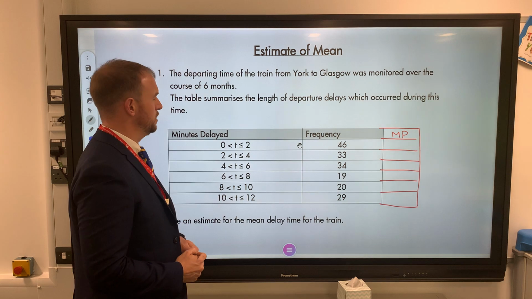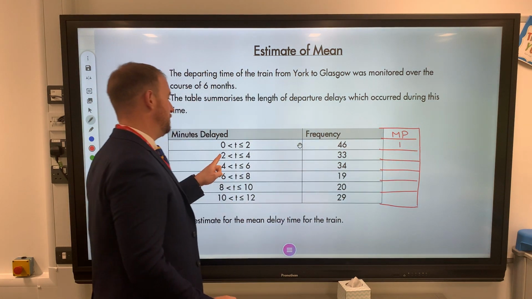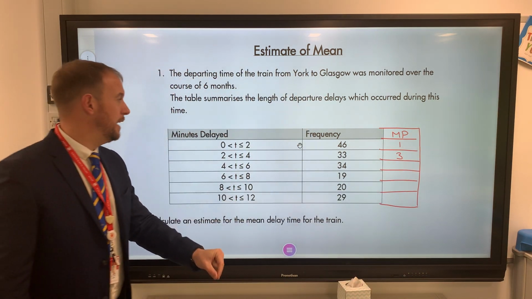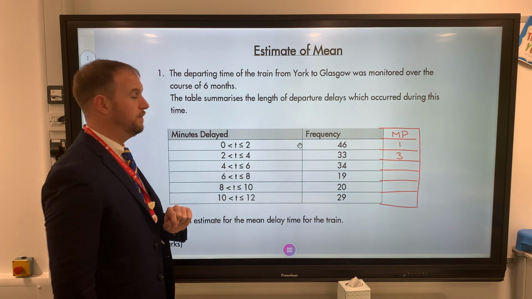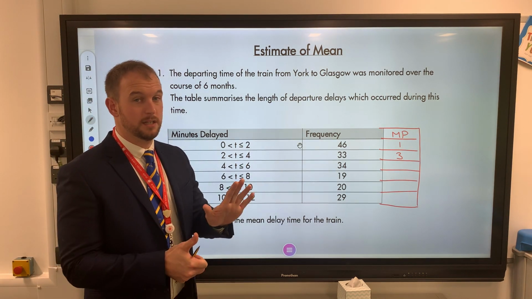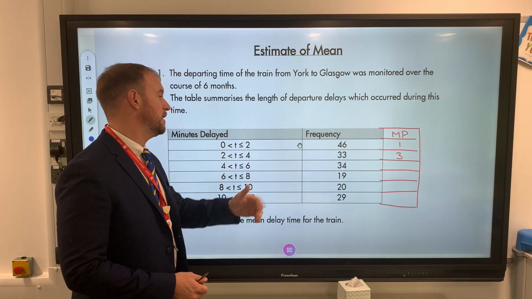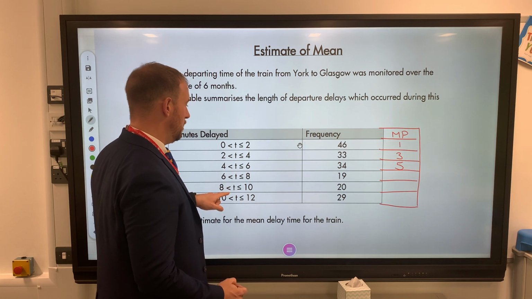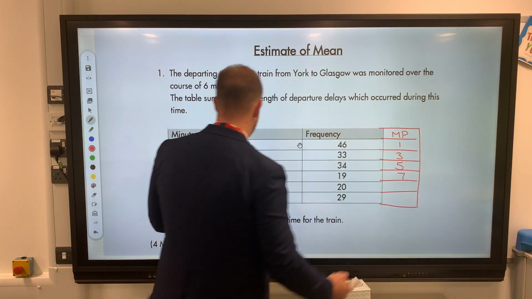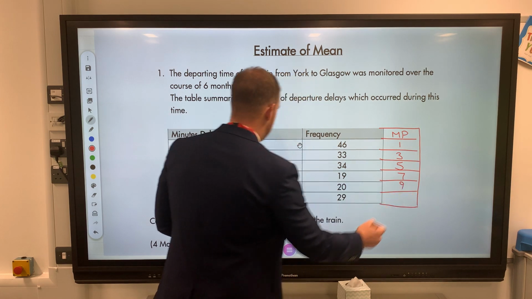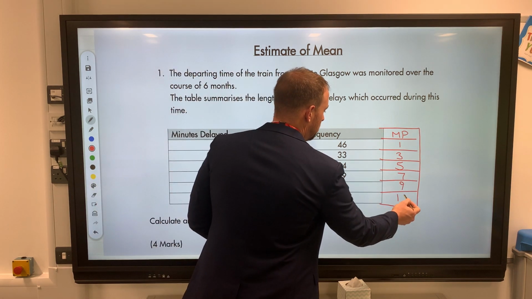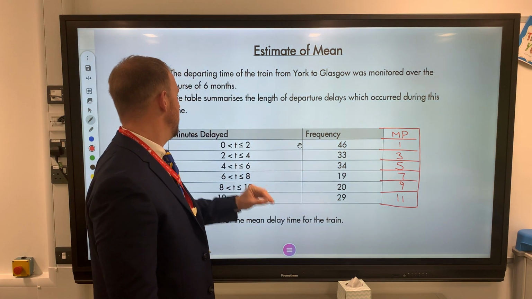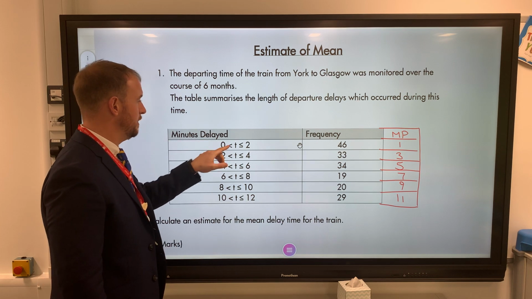Now the midpoint of 0 and 2 is 1. And the midpoint of 2 and 4 is 3. Now if you didn't know that so quickly in your head, all you've got to do is add up the two values. So 2 add 4 is 6, and then half it, okay? Half of 6 is 3. So between 4 and 6 is 5. Between 6 and 8 is 7. Between 8 and 10 is 9. And then between 10 and 12 would be 11. So these are our midpoints, to make a fair assumption of how many minutes are delayed for each class interval.